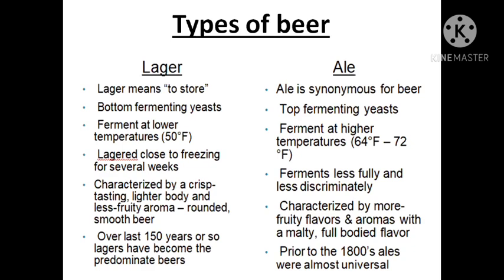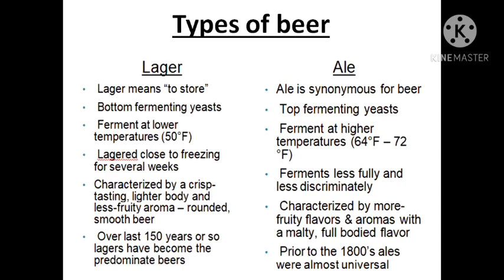The next difference: lager is characterized by a crisp taste, lighter body and less fruity aroma, a rounded, smoother beer. Ale is characterized by more fruity flavor and aromas with a malty, full body flavor. Over the last 150 years, lager has become the predominant beer. Prior to the 1800s, ales were almost universal.